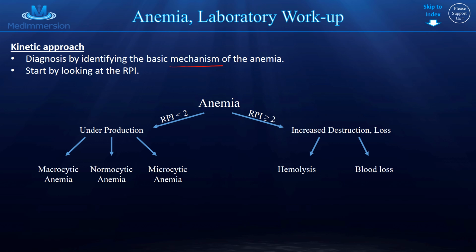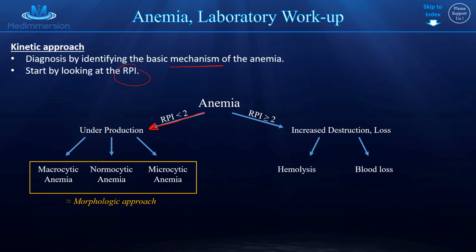And we do that by looking at the RPI, or the Reticulocyte Production Index. And you'll remember from what I've previously said that in the anemic patient, if the RPI is low, that suggests that maybe you've got an underproduction problem. Your bone marrow just isn't putting out enough red blood cells, and so you're anemic. And if we go that way, we end up in another flow chart that looks a lot like the morphologic approach. So I'm going to put a pin in it right there, and we're going to come back to that in a second. Let's flip over to the other side of the flow chart.